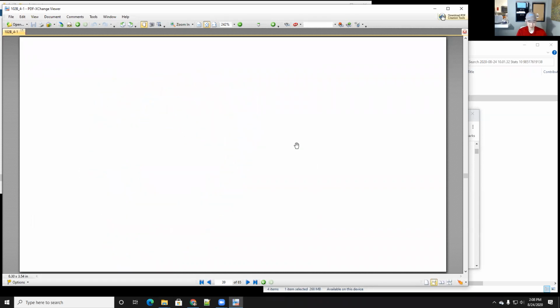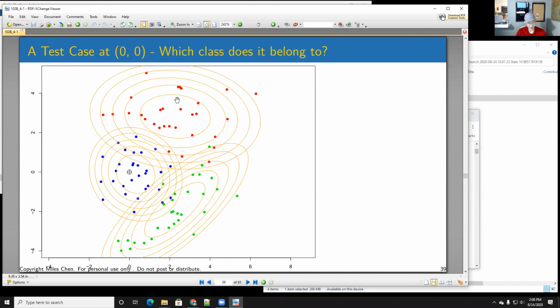Okay, so now we have a new test case, right? So I'm going to put in a test case at 0, 0, and we're going to ask, what class does this dot belong to? Is this test case a blue dot, a red dot, or a green dot? All right, so which class do you think generated this test case, right? So we look at this and we go, all right, this is obviously going to be a blue dot, right? But we'll do the math to back up what our eyes tell us, okay?